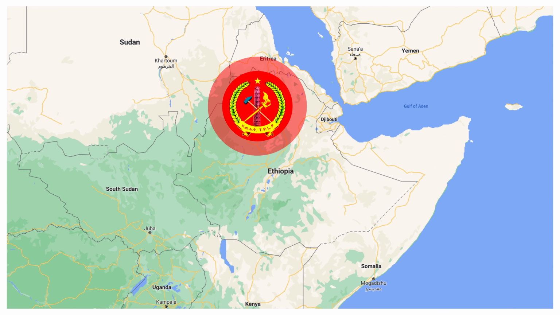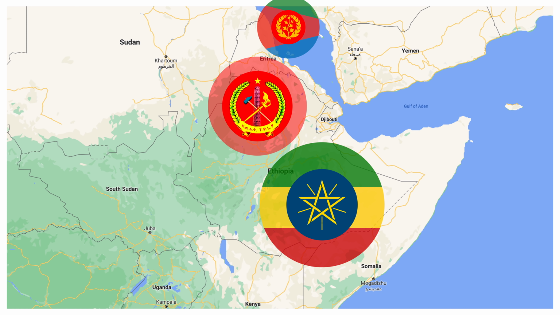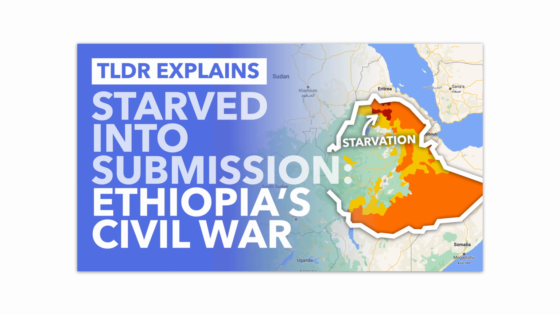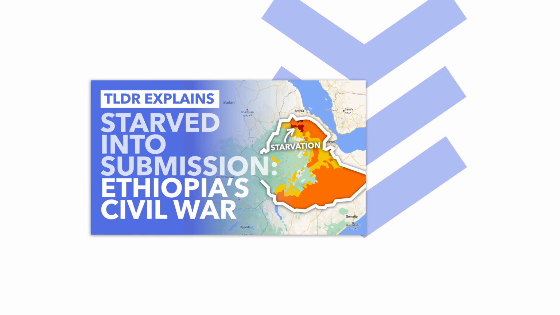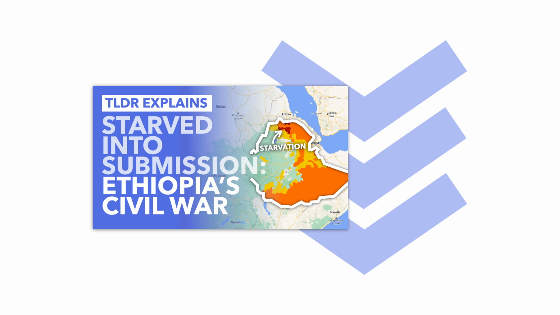There are well-verified reports that the Eritrean army is also fighting the TPLF, and the conflict has displaced more than 50,000 Ethiopians to Sudan. We have a full video outlining this situation, so if you want to know more about this conflict, then there's a link to that video in the description.